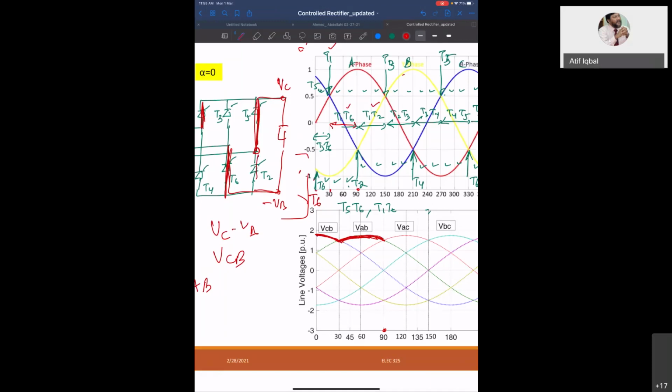T1, T2, and A, VAC. Yeah, VAC. So this is my VAC for the next 60 degrees. It will go up to 150. 150 is here. So I will go up to this.